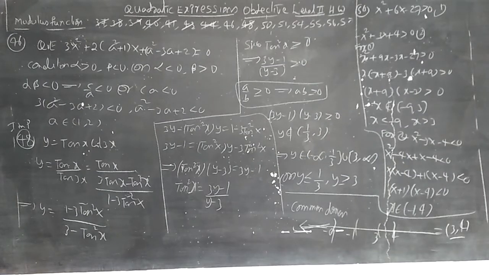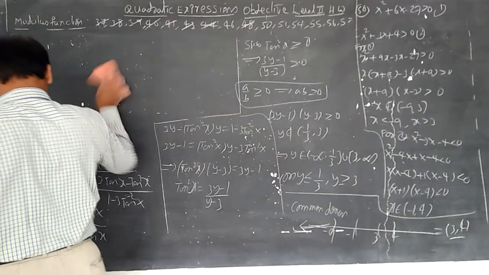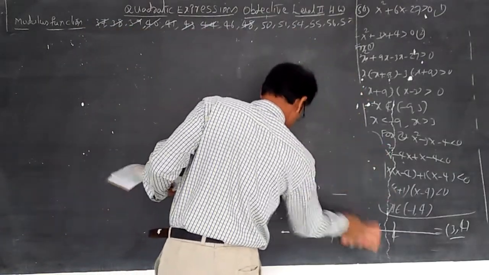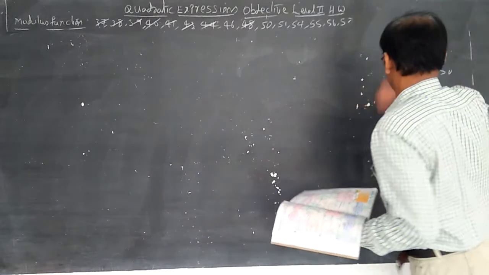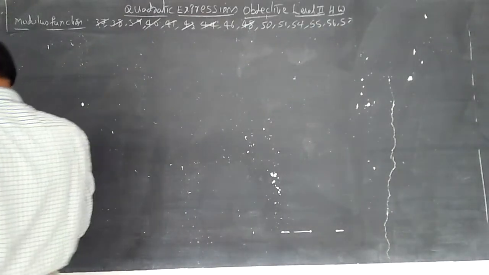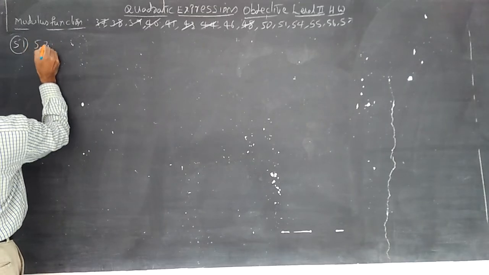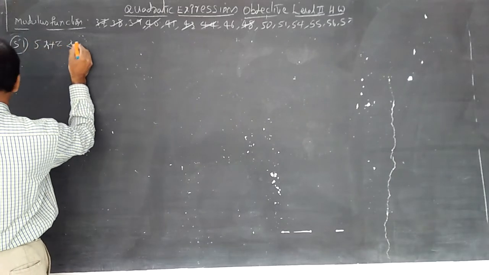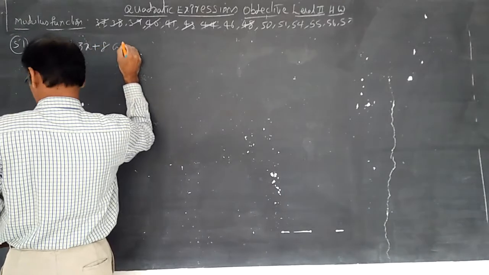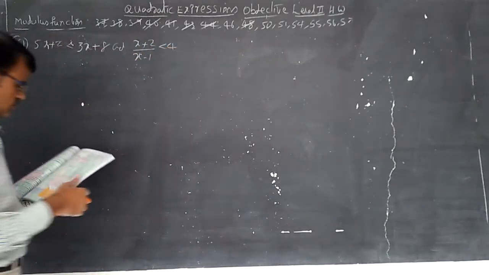Now let us discuss the 51st question. The range of the values of x which satisfies 5x plus 2 less than 3x plus 8 and (x plus 2) by (x minus 1) less than 4.